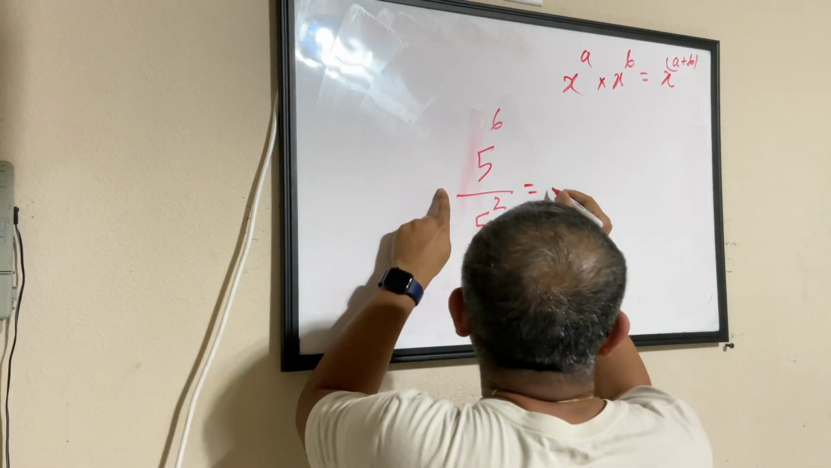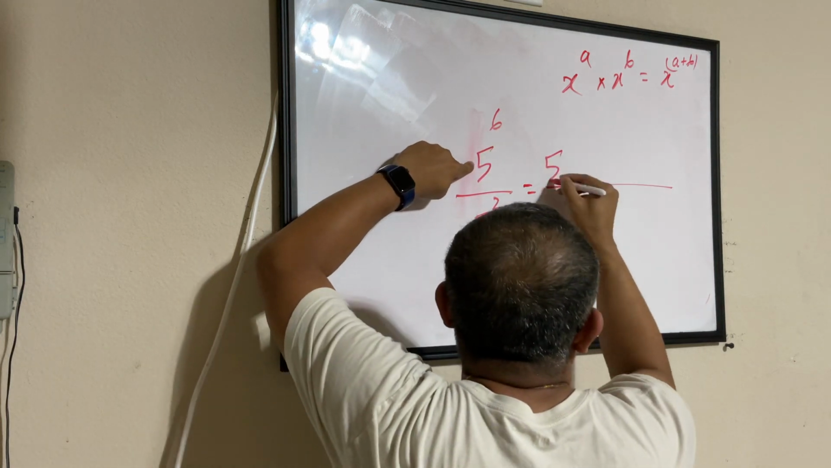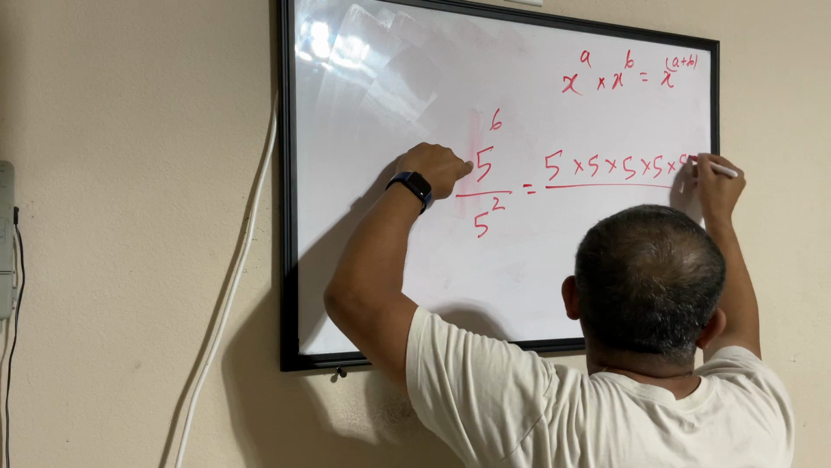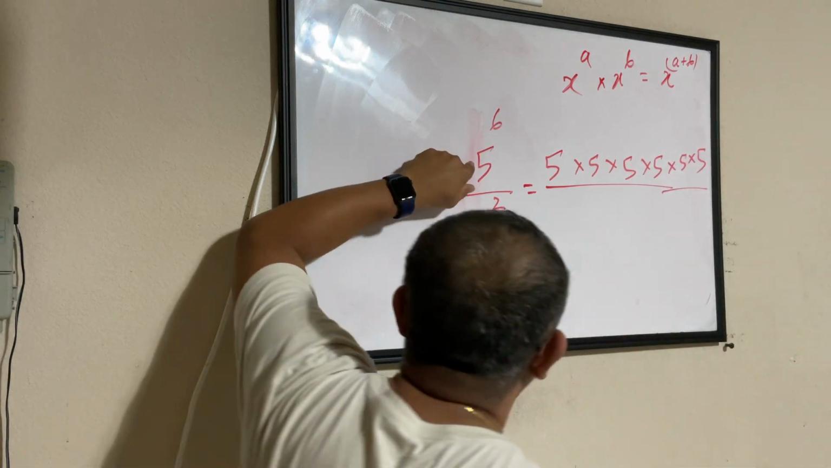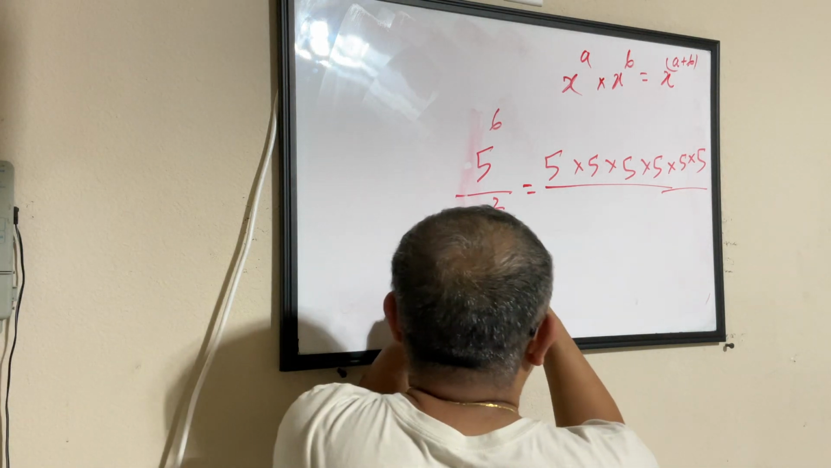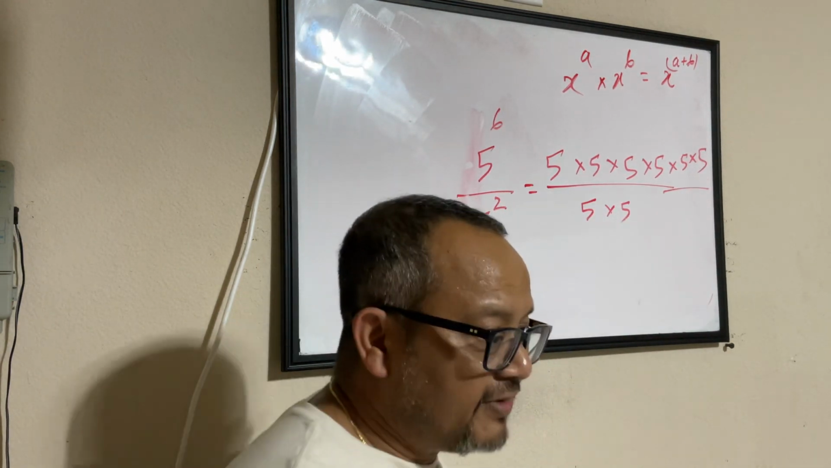So here, what I mean by this is that I will not assume anything. 5 to the power 6 means 5 is getting multiplied by itself 6 times. So 5 into 5 into 5 into 5 into 5 into 5, 6 times. Okay, this one is done. How about this guy? This is 5 is getting multiplied by itself 2 times. So 5 into 5. Okay, we have broken it down.